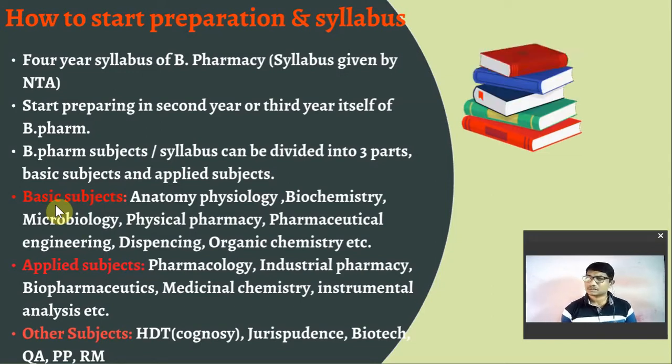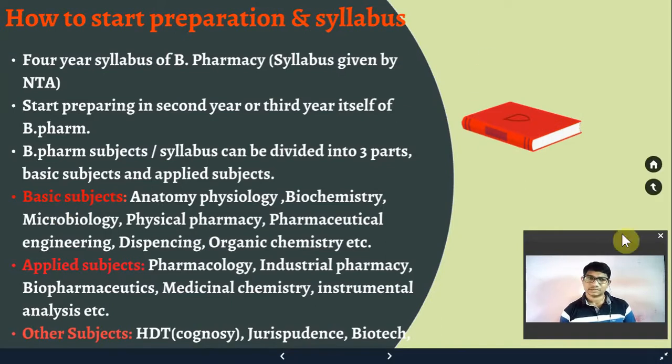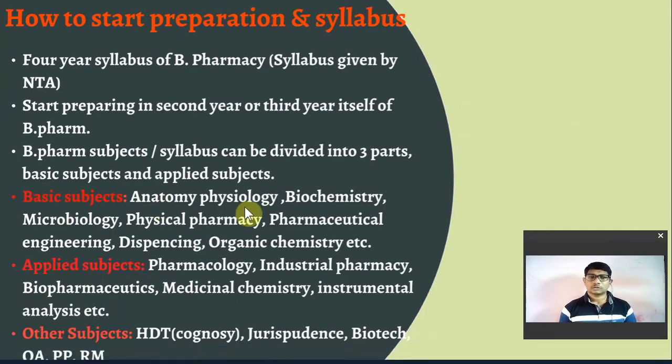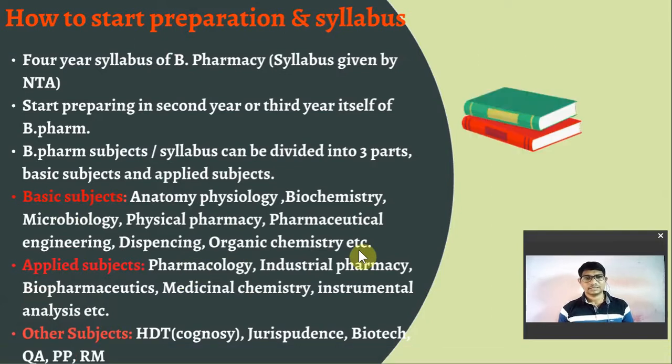Your whole B.Pharm syllabus, right from first year to last year, can be divided into 3 parts for your convenience and understanding. I have divided this B.Pharm syllabus into 3 parts. The first part will be your basic subjects, the second part will be your applied subjects, and the third part will be other subjects. So what are the basic subjects? For example, anatomy, physiology, biochemistry, microbiology, physical pharmacy, pharmaceutical engineering, dispensing, organic chemistry, etc. These are the basic subjects.